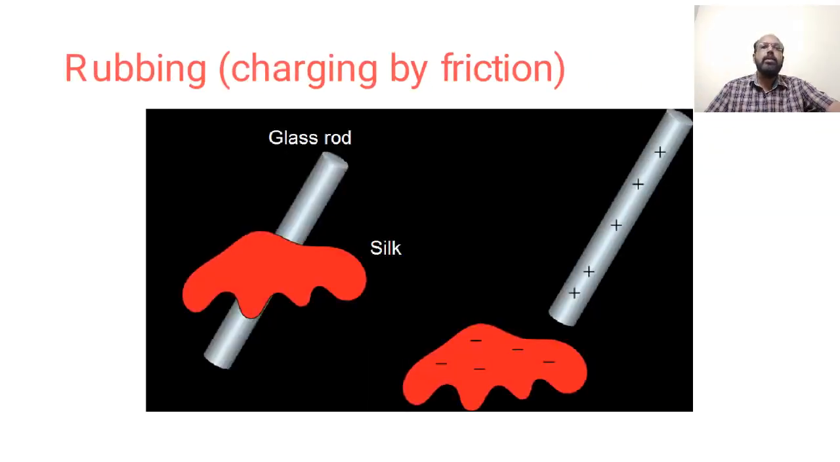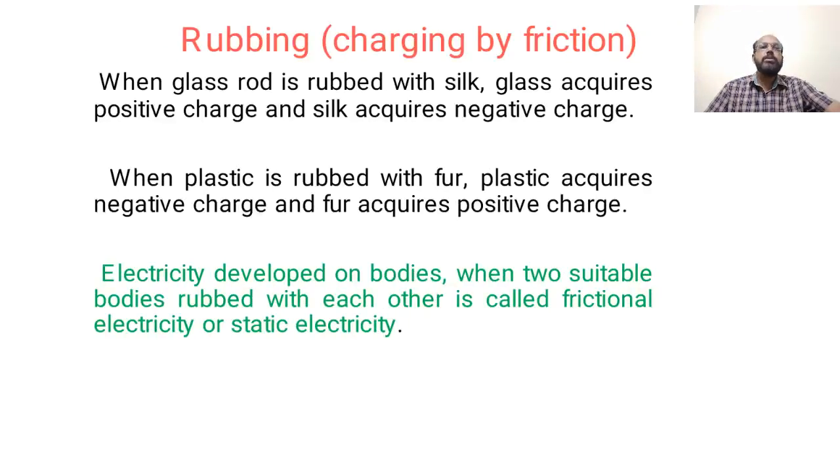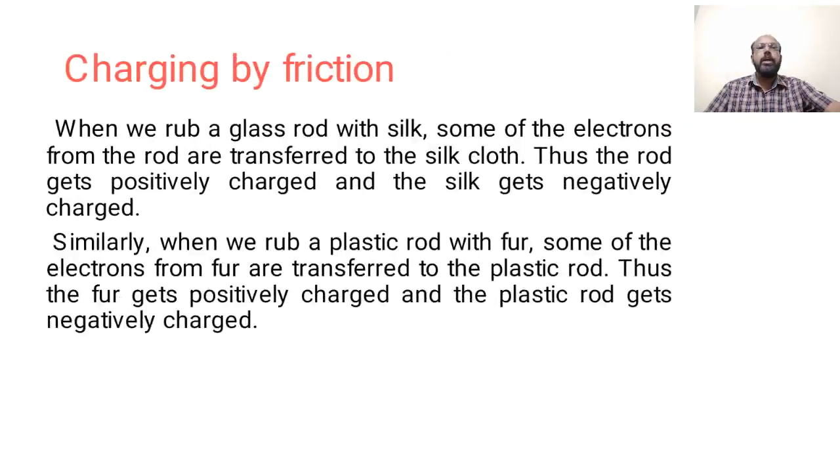Here, charging by friction or rubbing: when a glass rod is rubbed with silk, glass acquires positive charge and silk acquires negative charge. Similarly, when a plastic rod is rubbed with fur, plastic acquires negative charge and fur acquires positive charge. Electricity developed on bodies when two suitable bodies are rubbed with each other is called frictional electricity or static electricity.